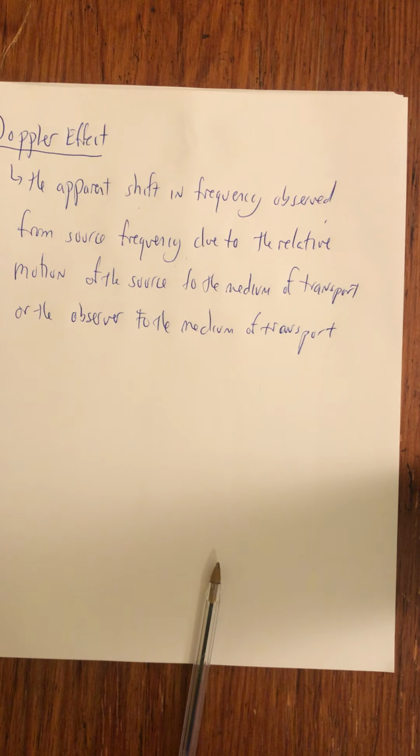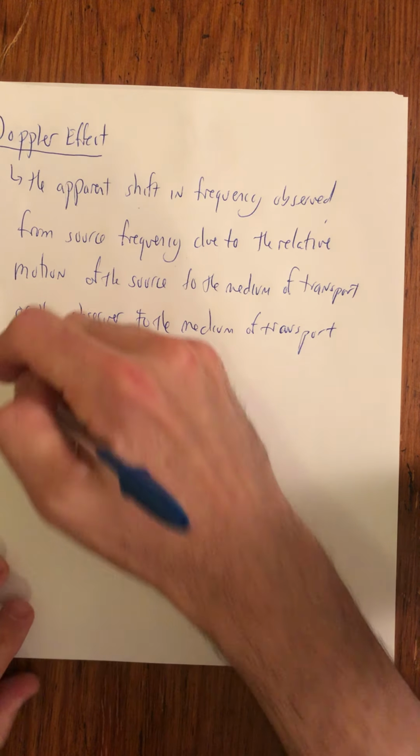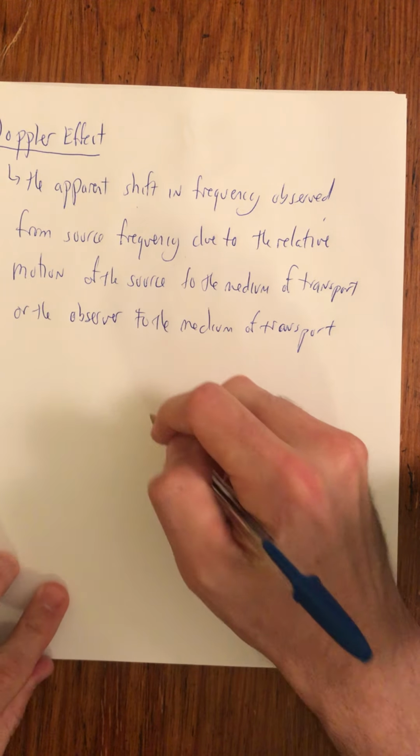So that's apparent. The second thing that I really want to highlight here is that the motion that we care about is not the motion of the source relative to the observer or the motion of the observer relative to the source. It's how both the source and the observer are moving relative to the medium of transport, right? Really, all that matters with the Doppler effect is how the source and the observer are moving compared to the waves, because the medium of transport is going to determine how the waves move through it. So the basics of what we saw here.